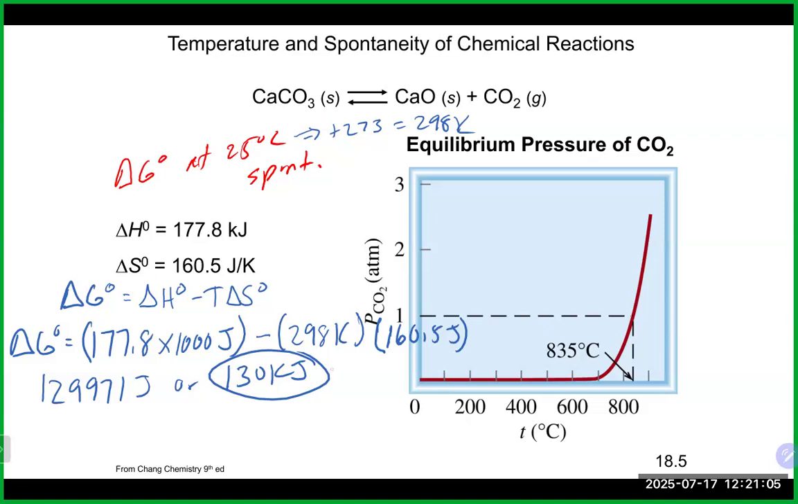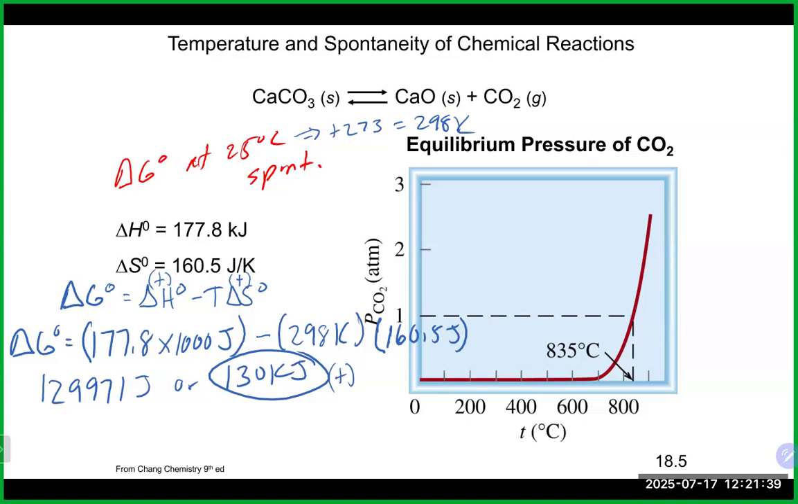This delta G is a positive value, which tells us at 25 degrees, we would not expect this reaction to be spontaneous. So this reaction is non-spontaneous at 25 degrees. By the way, we would know that because of what we just talked about: we had a positive value for H and a positive value for S, and the only way for this reaction to become spontaneous is a high temperature, so that the back end of this formula will overtake the front end.